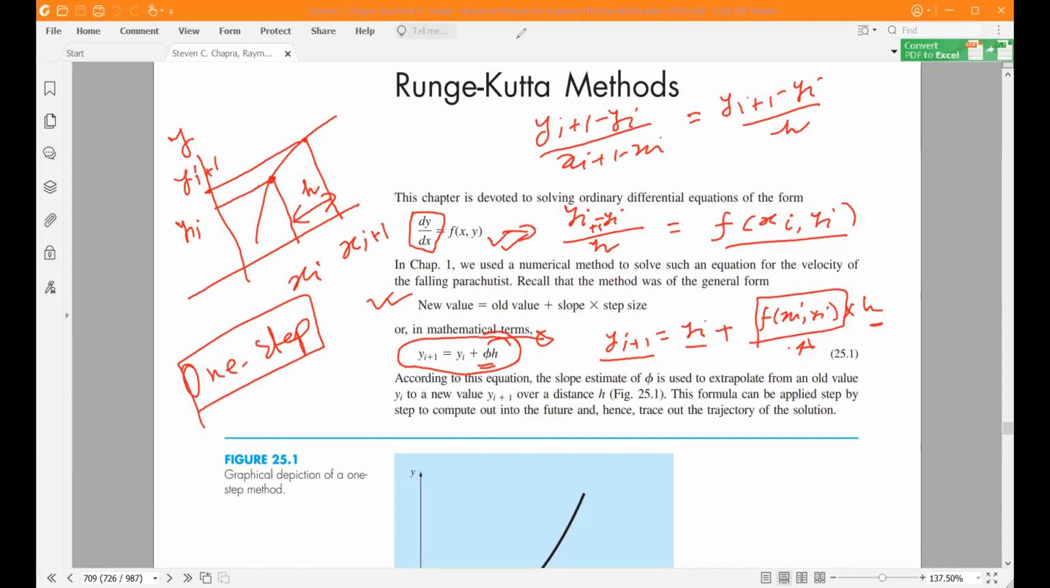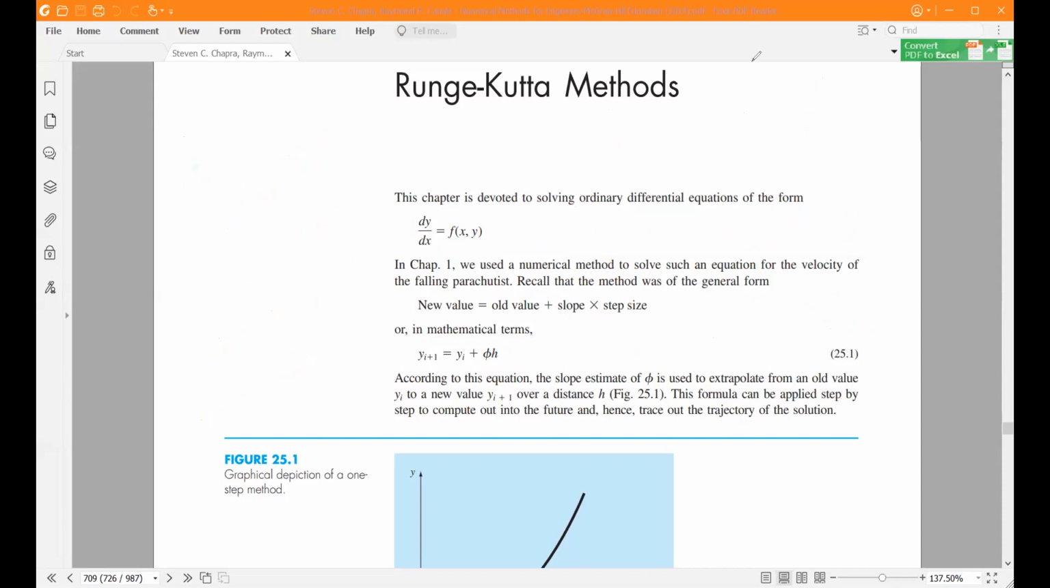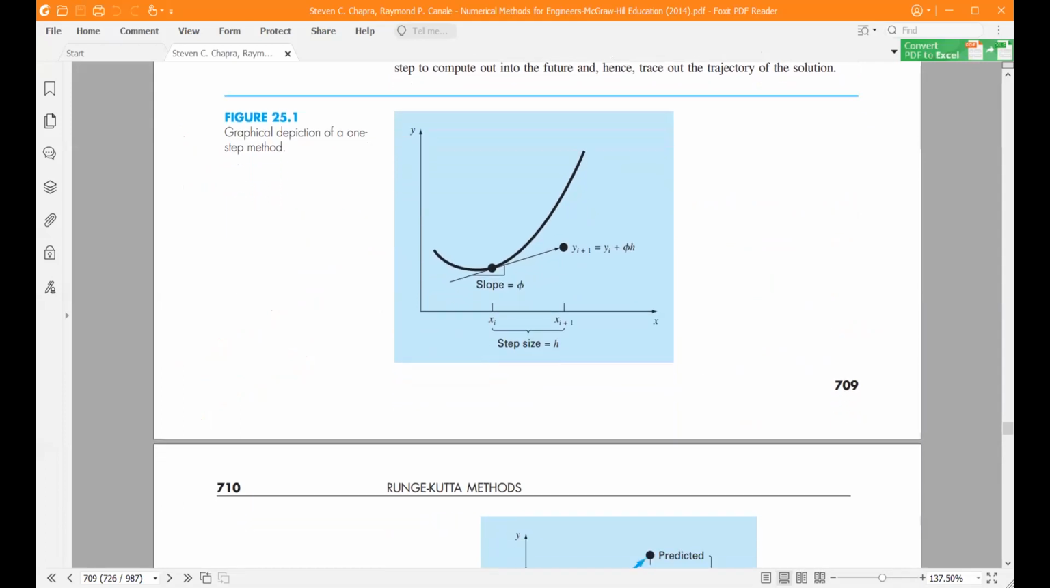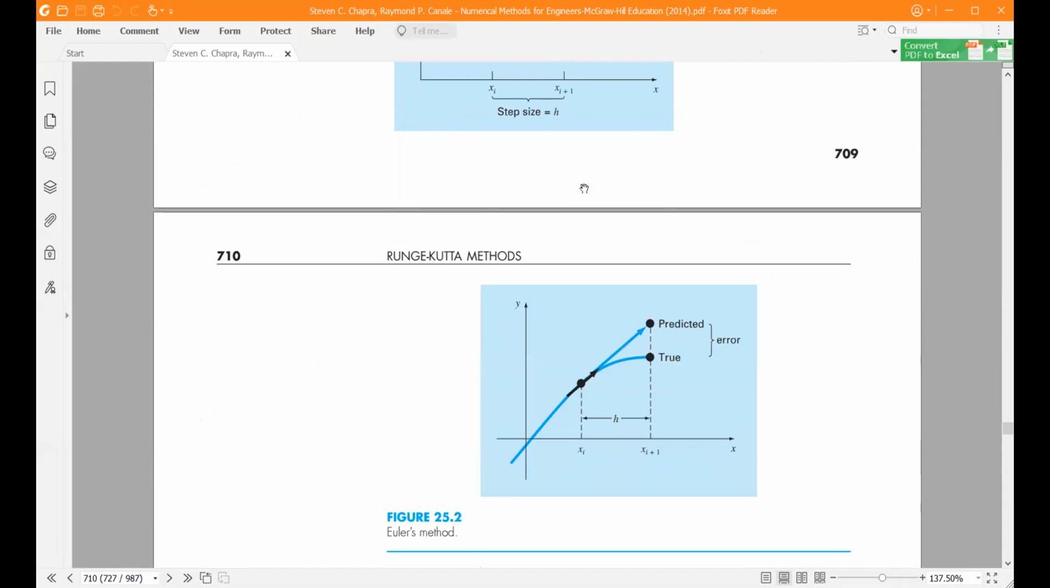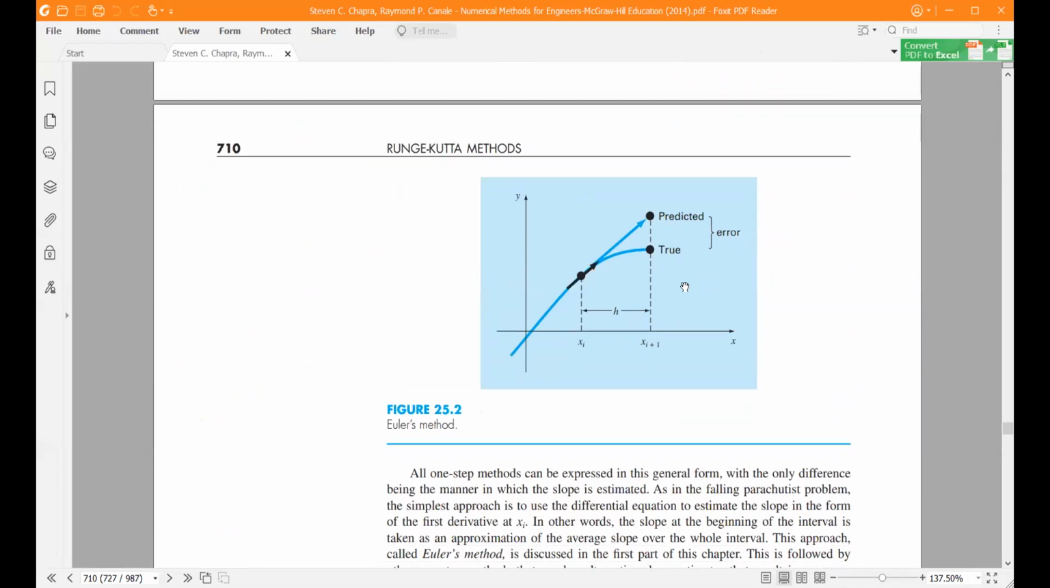So this is the Euler method that you already know. The technique that we discussed here is actually the Euler method. We may call it the naive Euler technique, where your slope is approximated at the beginning of your interval. Because of this approximation, we will always have some error incurred in the solution. That error estimation is given there. If we are at a true value and our predicted value will be something like this, as a result, an error will be there in our solution.